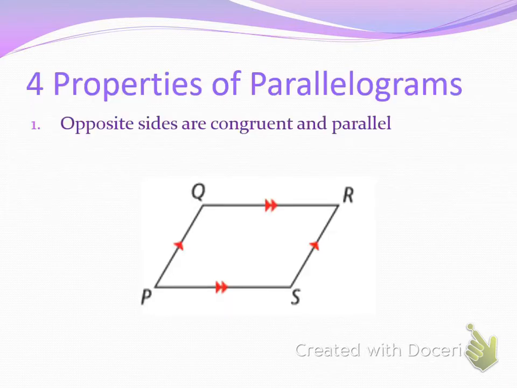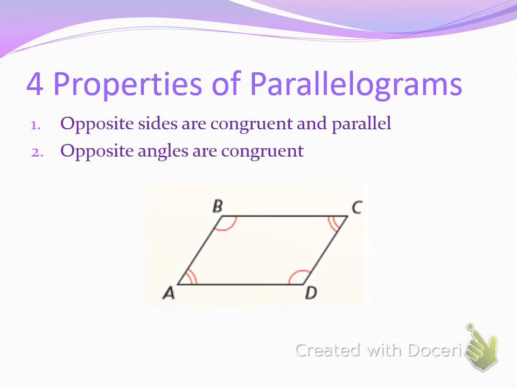The first one is that opposite sides are congruent and parallel. So you're going to put this in the first blank, number one. Opposite sides are congruent and parallel. This is true for all types of parallelograms, including a rhombus, a rectangle, and a square. Opposite angles are congruent. That's number two.